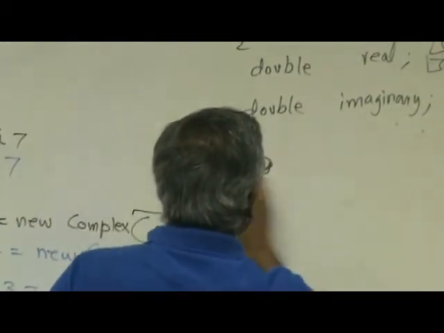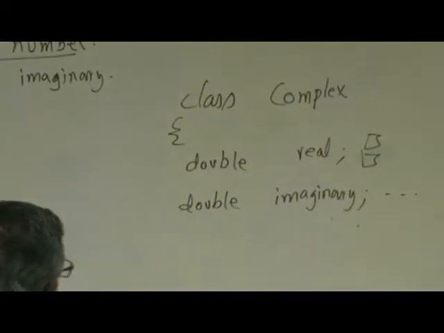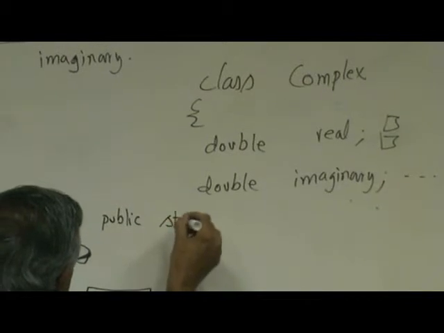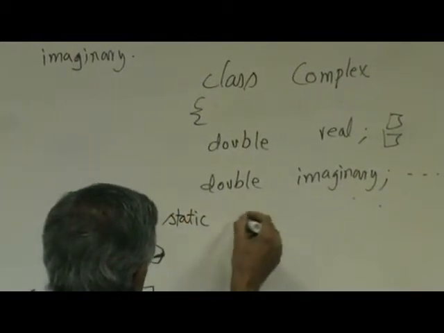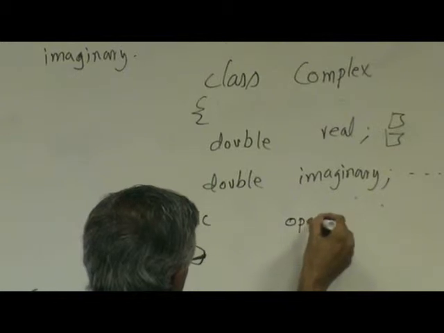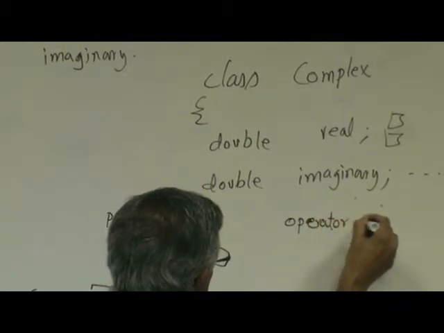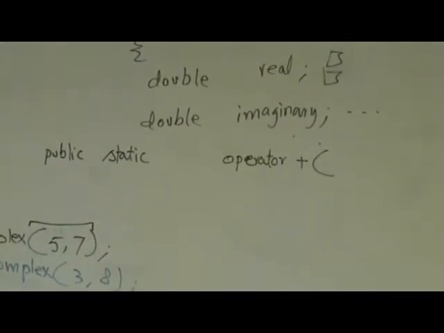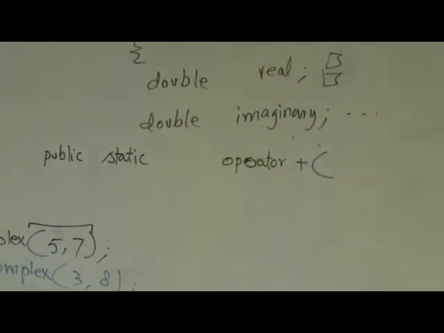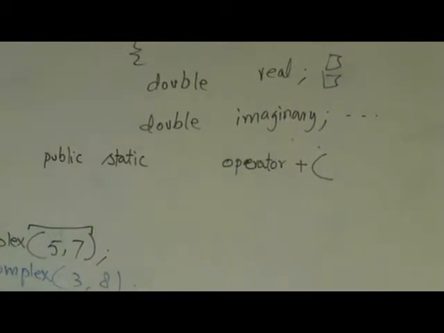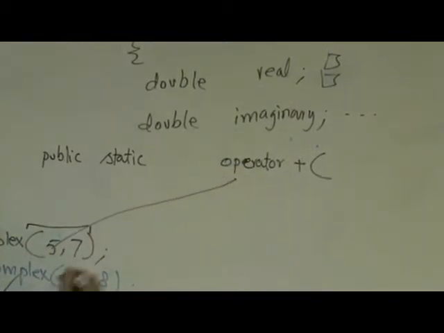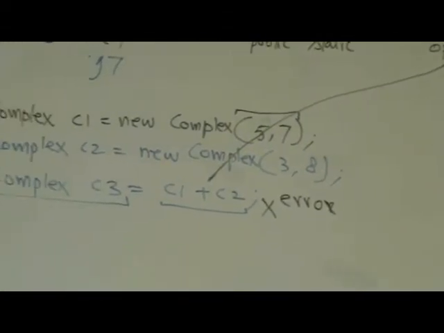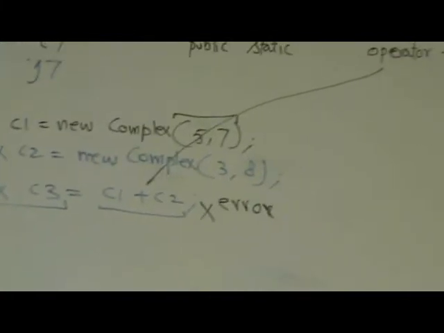So let's go over here now. And let's add a method inside of our class, public static operator plus. So that's the syntax. Operator plus is the name of the function, meaning this plus will correspond to this over here. Okay.